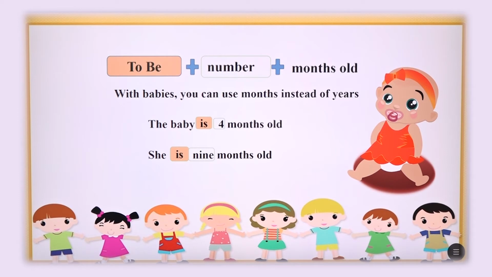With babies, you can use the word months instead of years. For example, the baby is 4 months old. She is 9 months old.